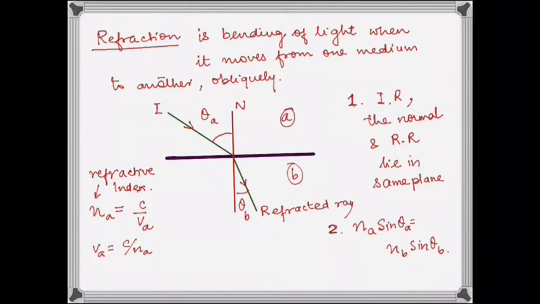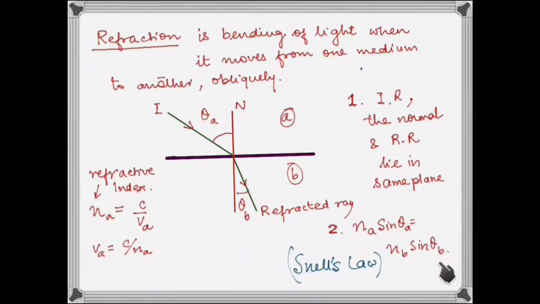So there are two rules. Rule number one: the incident ray, the normal and the refracted ray lie in the same plane. And the second rule is also called Snell's law. The rule is this: refractive index of the first medium, n_A (n stands for refractive index, I'll tell you shortly), into sine of theta A, the angle in medium A measured from the normal, is equal to the refractive index of medium B into sine of theta B, where theta B is the angle made by the refracted ray, again from the normal.